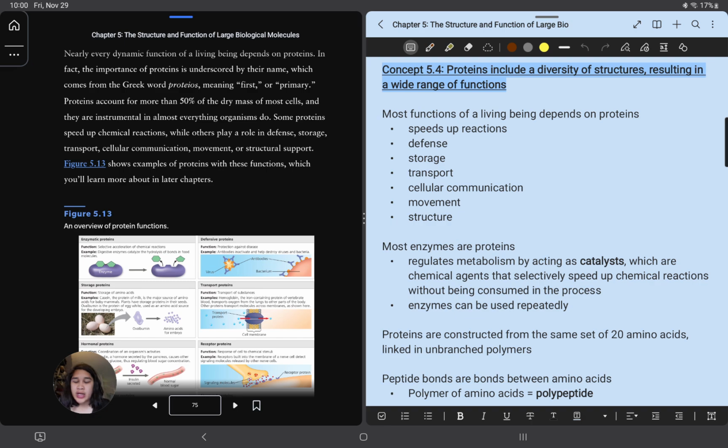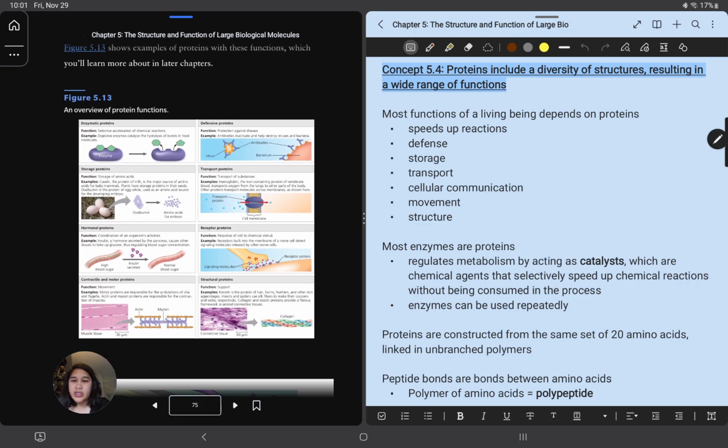Proteins account for more than 50% of the dry mass of most cells, and they're instrumental in almost everything organisms do. Some proteins speed up chemical reactions, while others play a role in defense, storage, transport, cellular communication, movement, or structural support. Figure 5.13 shows examples of proteins with these functions, which you'll learn more about in later chapters.